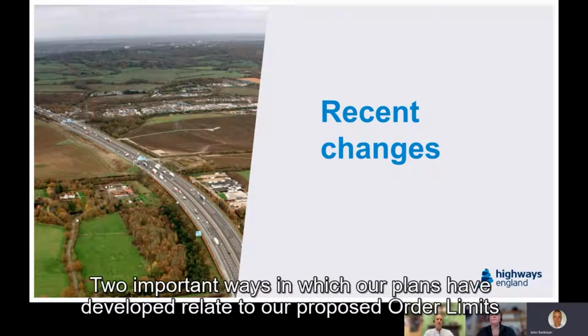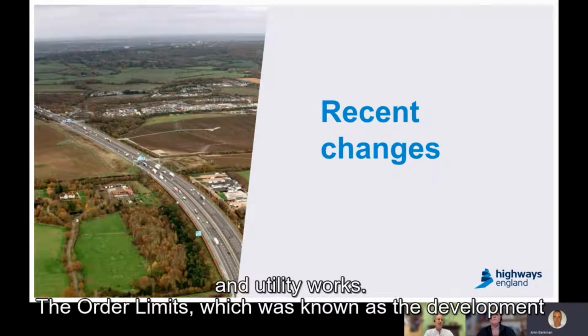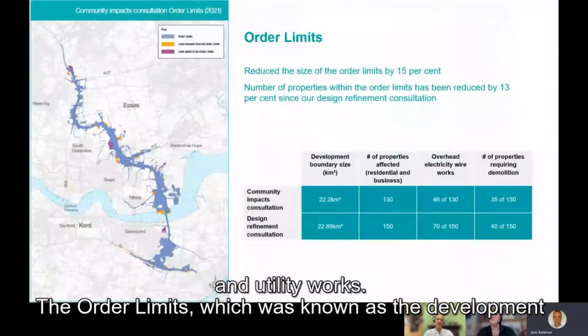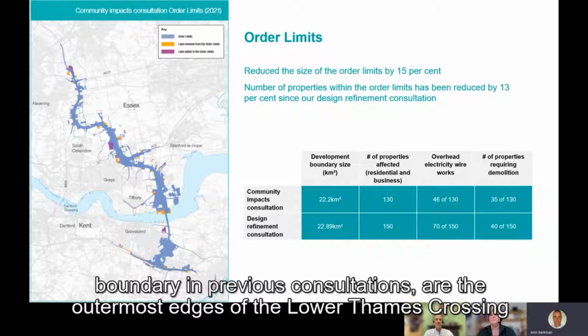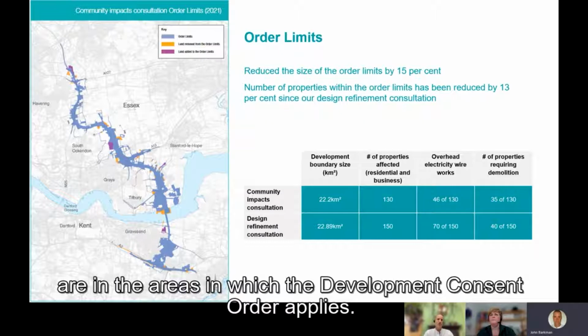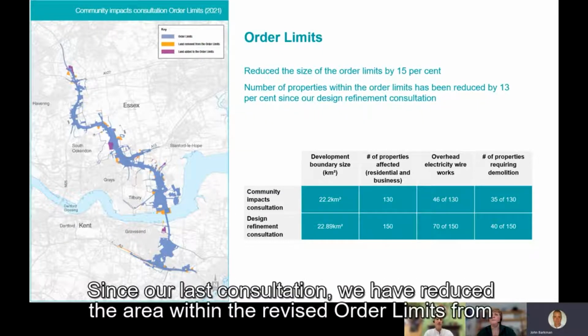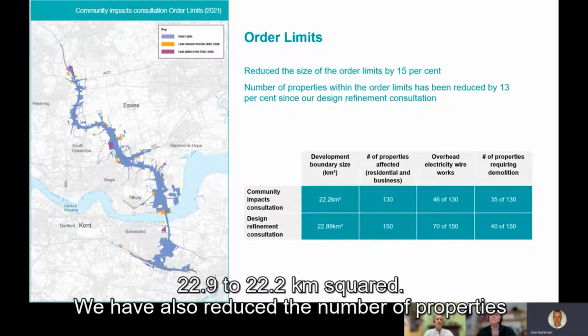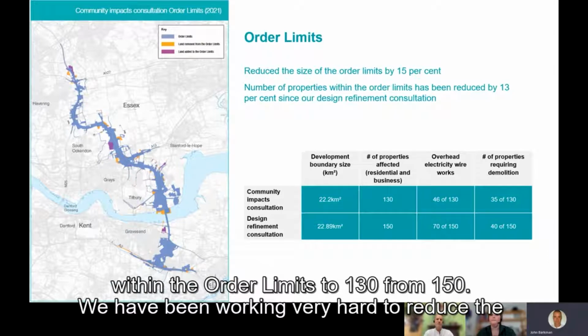Two important ways in which our plans have developed relate to our proposed order limits and utility works. The order limits, which were known as the development boundary in previous consultations, are the outermost edges of the Lower Thames Crossing project. They show the extent to which land can be acquired or used for the project and are the areas in which the development consent order applies. Since our last consultation, we've reduced the area within the revised order limits from 22.9 to 22.2 square kilometers. We've also reduced the number of properties within the order limits to 130 from 150.